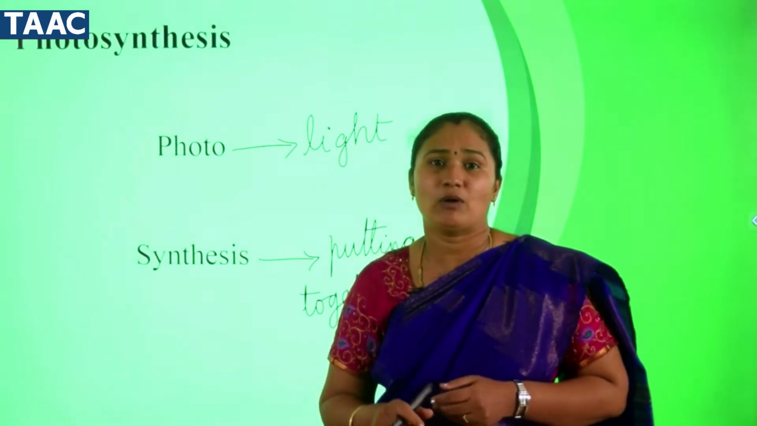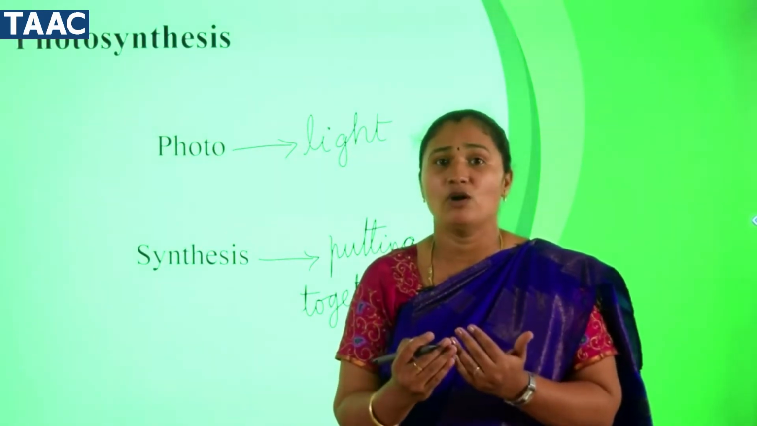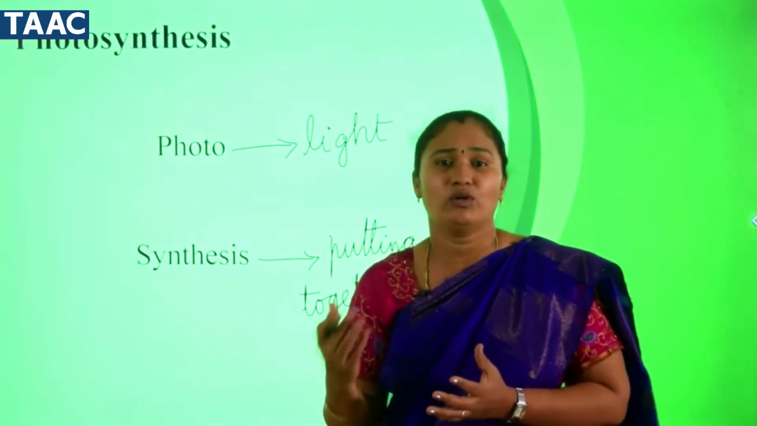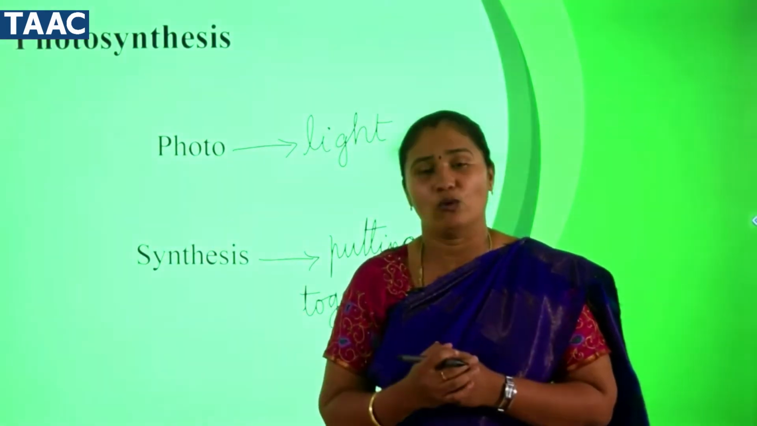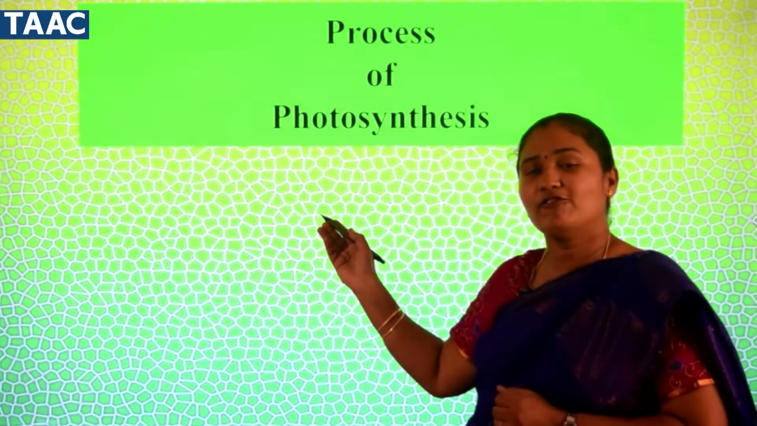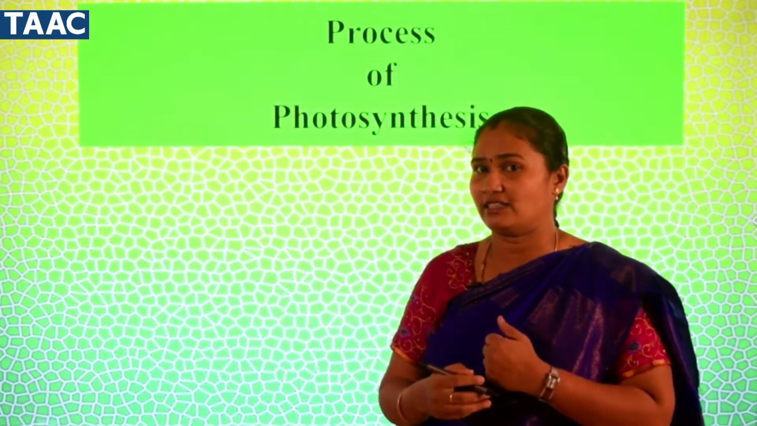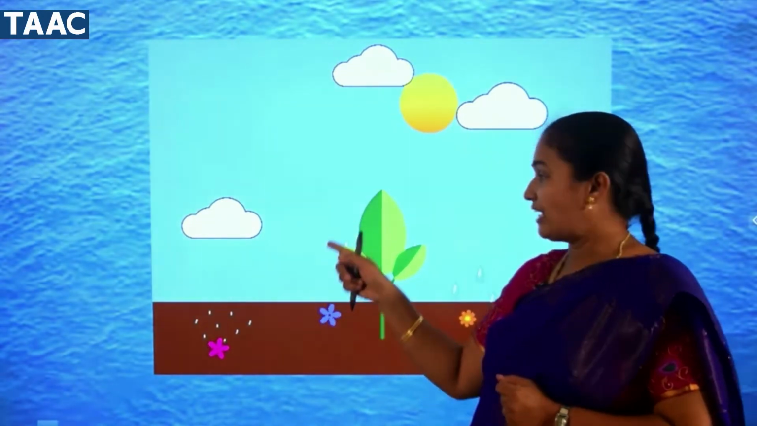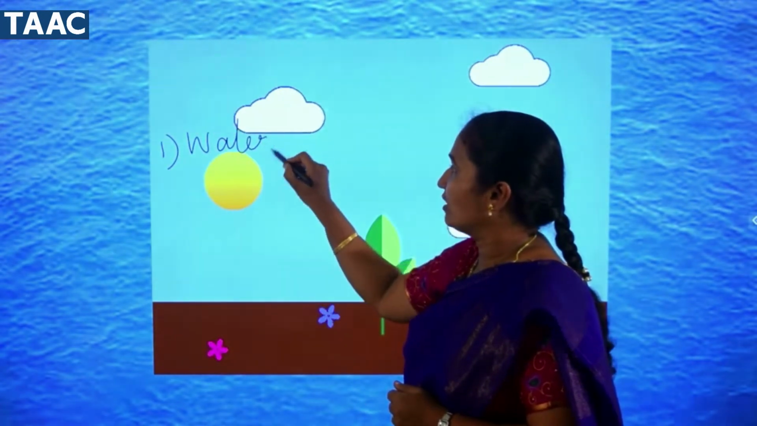Now, before learning about the photosynthesis process, we must be familiar with the essential factors for preparing the food. Just as we need certain factors for cooking, the plants also need certain factors to make their own food. Let us see now. To perform photosynthesis, the plants need certain factors. Let us see one by one. The first very essential factor, can you guess what this is? Yes, this is water. The first factor which plants require is water.